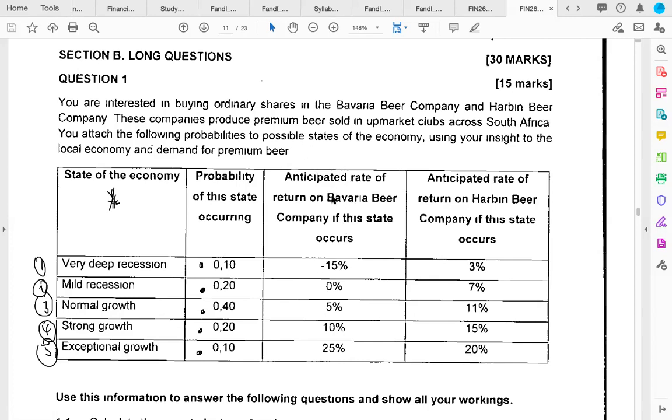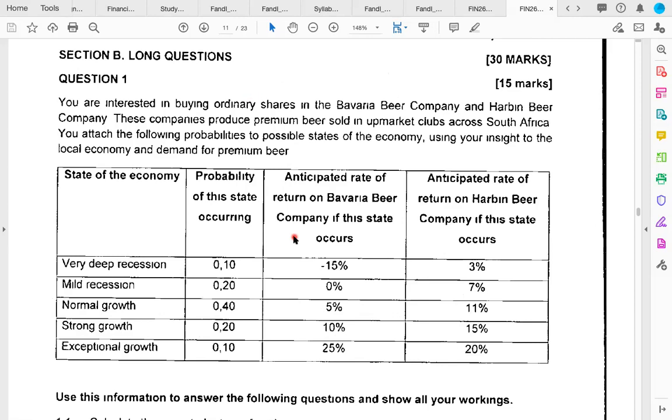We've been given the anticipated rate of return on Bavaria Beer Company if each state occurs. We get a minus 15% return on Bavaria if there's a very deep recession, a 3% return on Harbin Beer Company in a very deep recession, 0% return under Bavaria Beer if there's a mild recession, 7% under Harbin Beer in a mild recession, 5% with normal growth, 11% with normal growth under Harbin Beer, then 15%, 20%, 10%, 25%, all corresponding to particular states of the economy.